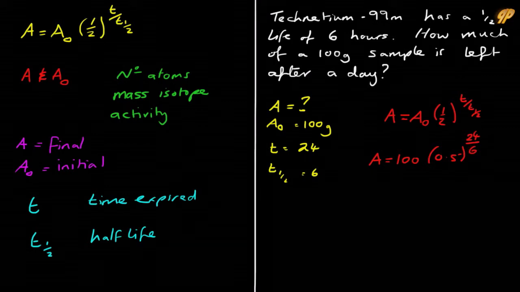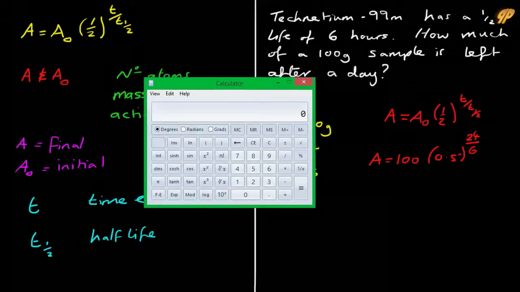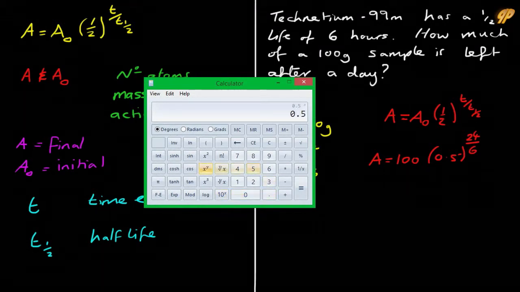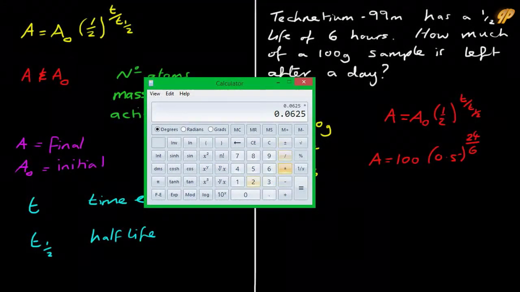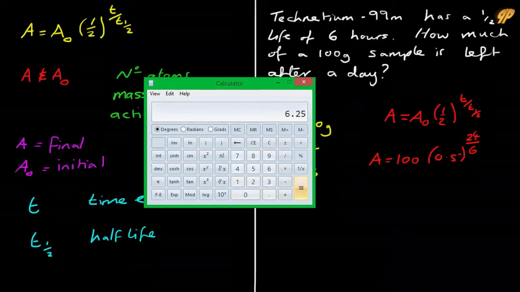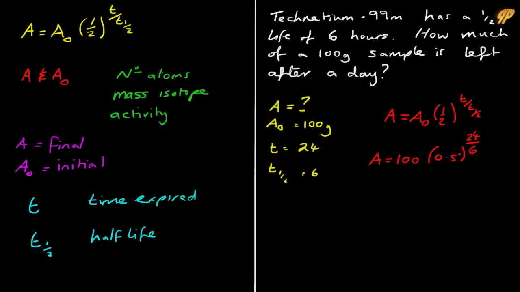So if we do this in our calculator and we have 0.5 to the power 4, 24 divided by 6 is 4, and we times that by 100, we get an answer of 6.25. So our answer in this case would be 6.25 grams. The final mass after a whole day would be 6.25 grams.